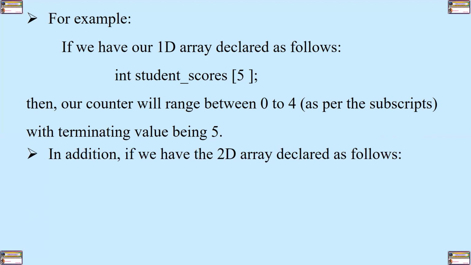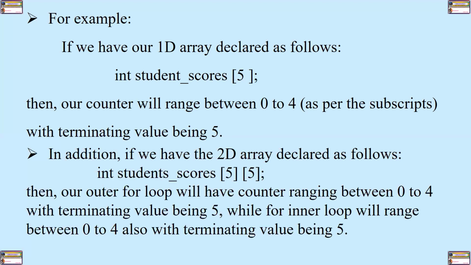If we have a two-dimensional array, on the other hand, which we have declared, for example, as follows, then our outer for loop will have a counter ranging between 0 and 4, being terminated by 5, because 5 is an element which is not there. 0 to 4 simply means those are 5 values with index 0 to index 4. Once you reach the fourth index, it means once you move to the next index, that is 5, that should terminate it.